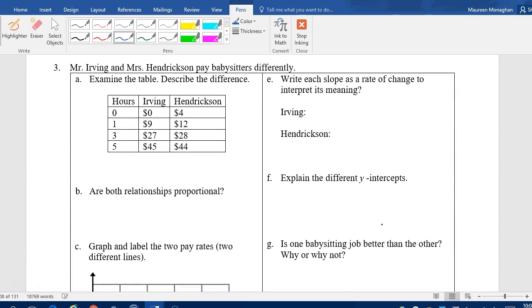Mr. Irving and Mrs. Henriksen pay babysitters differently. Examine the table. Describe the difference. Okay, there's hours. There's Irving. And then we have Henriksen. Okay, describe the difference. Well, for 1 hour, it looks like Irving pays $9, but Henriksen pays $12. Okay, I'm going to go work for Henriksen. How about you guys? What do you think?